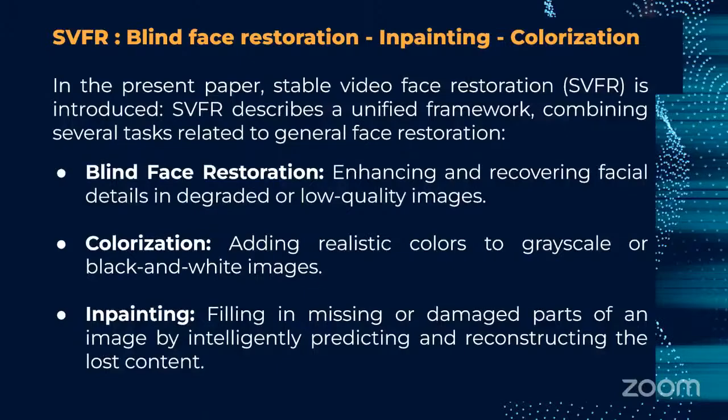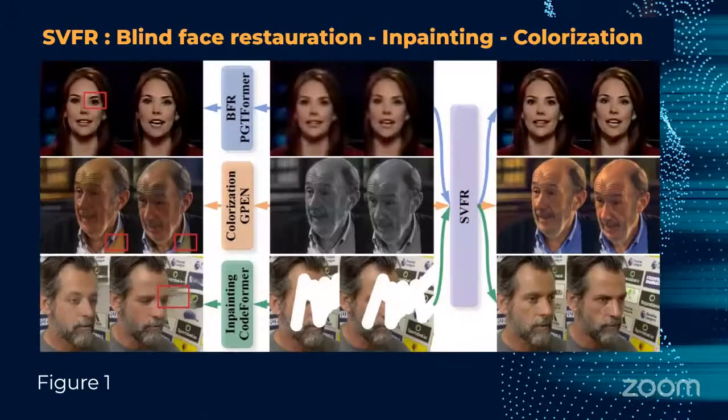To make this a little bit more clear, we can also have a look at this image here taken from the article, where we see all these three tasks in action. On the top, we have the blind face restoration. One starts with a very blurry image, and then a specific model, here PGTFormer, is applied to reproduce this in higher quality. And it seems to do quite a good job already. Then on the second line, we have the colorization task.